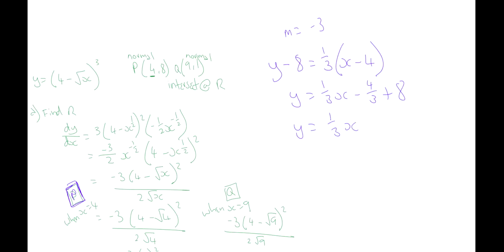Oh gosh, that's annoying. What is that? 8 is 24 over 3, minus 4 is 20 over 3. So that is a very annoying equation, but that's totally okay. We can live with that.